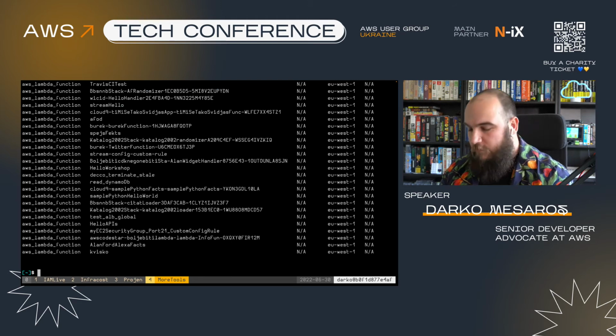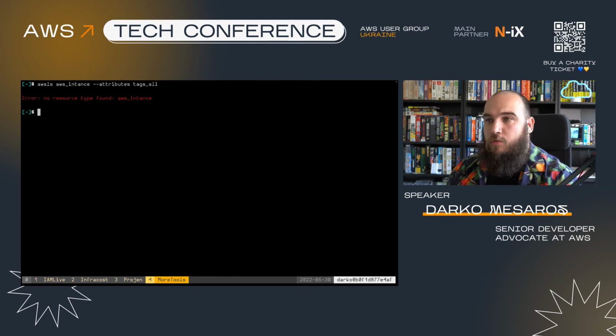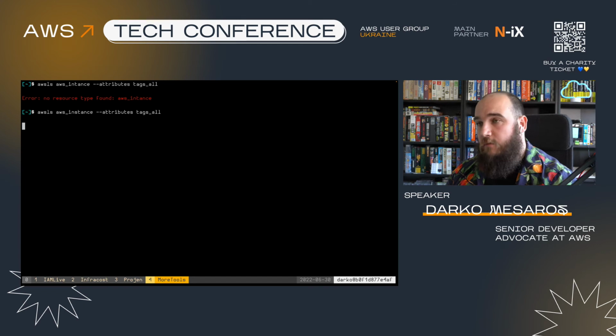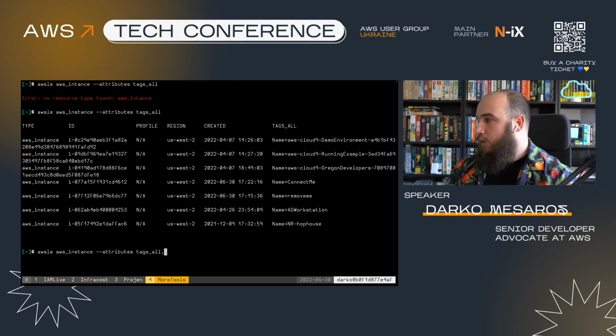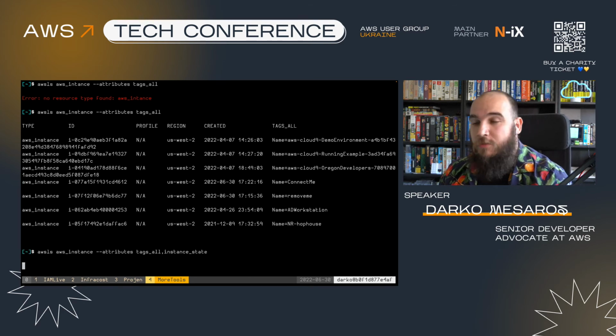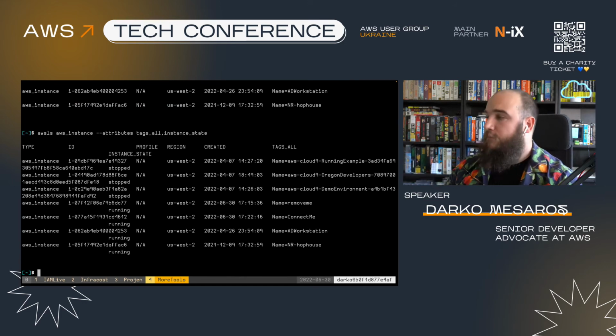Wonderful. What if I want to do this? AWS LS, AWS instance. I want to get more information. I can actually list more attributes of an instance. So I can do tags all. It will show me the tags of all of my instances. So it should list a bunch of stuff. In a second, there we go. Instances along with their tags. Usually there's a name tag next to it. You can also do, for example, instance state. This will show me if the instance is running or stopped. So you can get all of these things in the wonderful coziness of your command line, which is just wonderful.